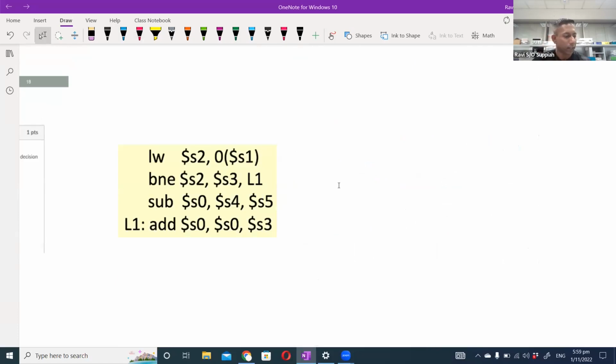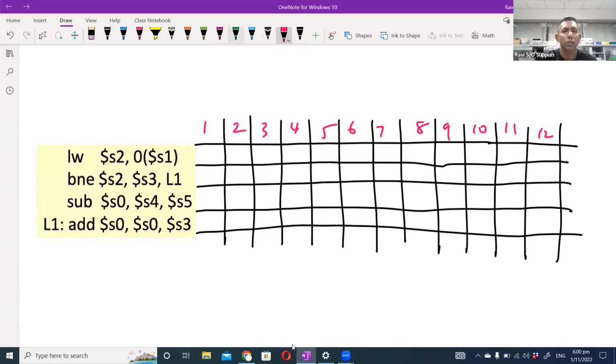Now let's look at the branch not taken prediction. Let's go through it. The first instruction will be fetch, decode, execute, memory, write back. Now for the next instruction, again we have the dependency for S2. So fetch, decode, correct, and then we will have to do a stall, and then execute, memory and write back.